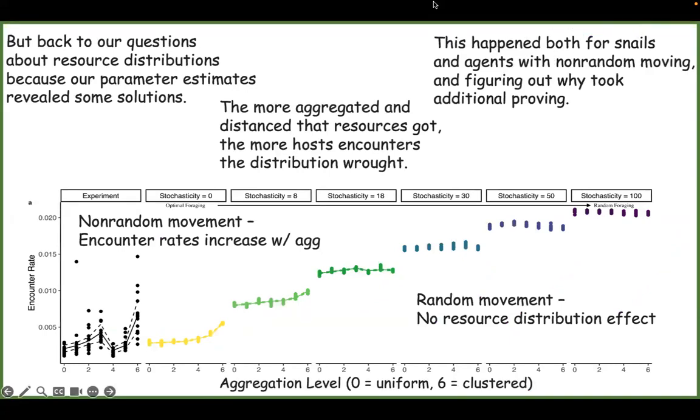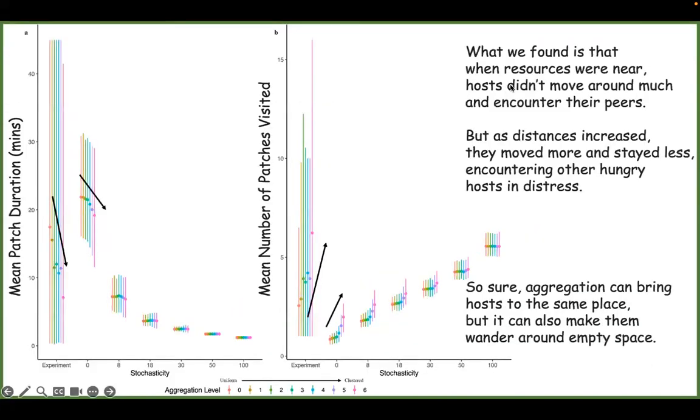This happened both for snails and agents with non-random movement, and figuring out why took some additional proving. What we found is that when resources were near, hosts didn't move around much and encounter their peers. But as distances increase, they move more and stay less, encountering other hungry hosts in distress. So sure, aggregation can bring hosts to the same place, but it can also make them wander around empty space.